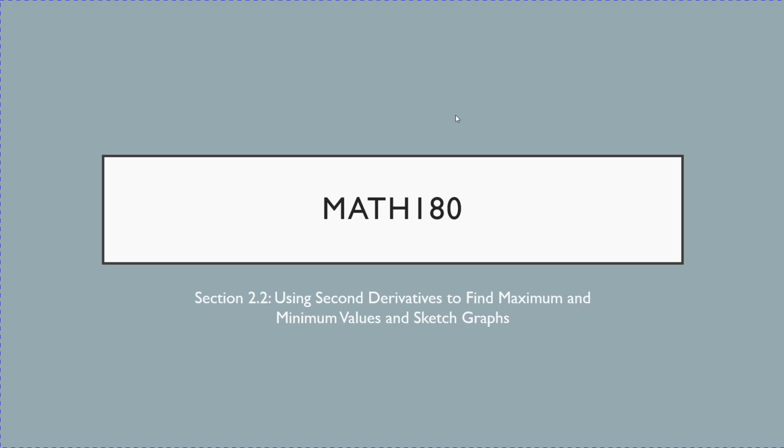Hi class, in this lecture we're going to move into section 2.2, and this is going to be about using the second derivative to find maximum and minimum values in sketch graphs. If you remember, in section 2.1 we used the first derivative f prime of x to find increasing and decreasing intervals, and also to help us find relative extrema.